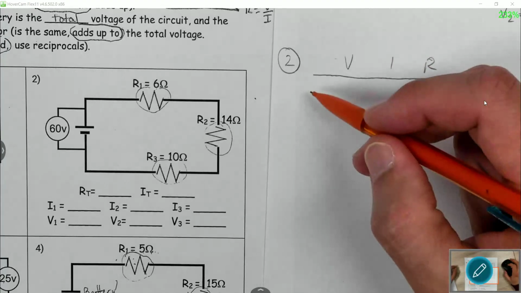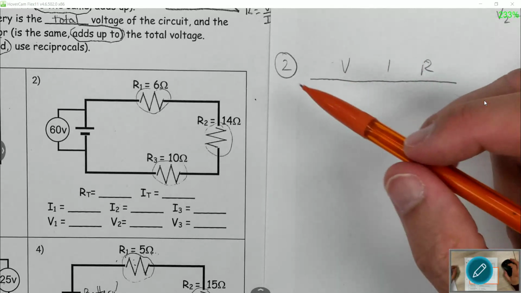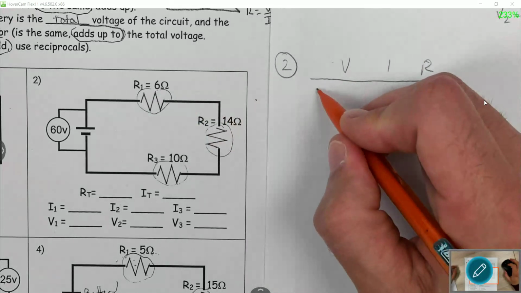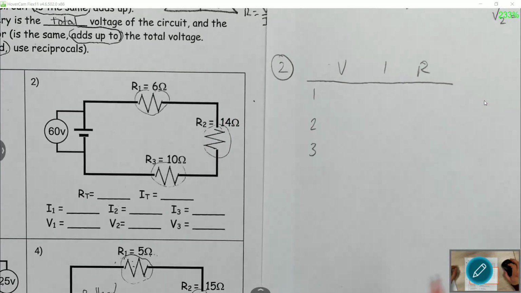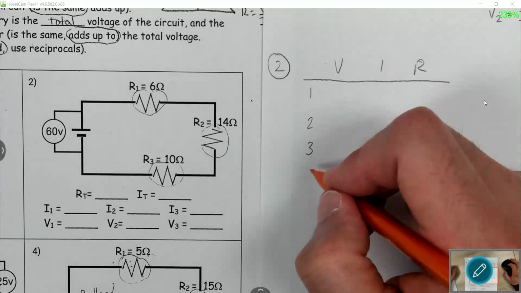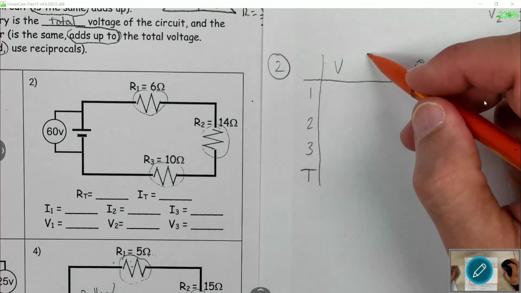How many resistors would you make, or how many rows are we making? 3, one for each of the resistors. So we're going to write R1, R2, R3. And is that all I do? No. What else do I need? A total. Okay, excellent.